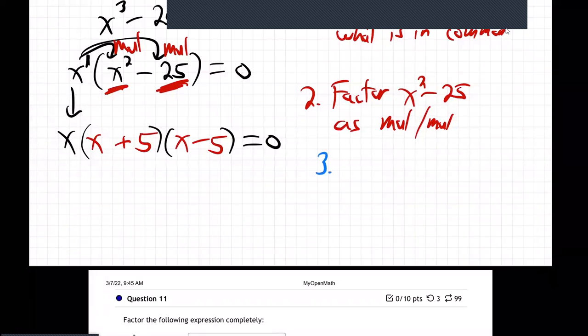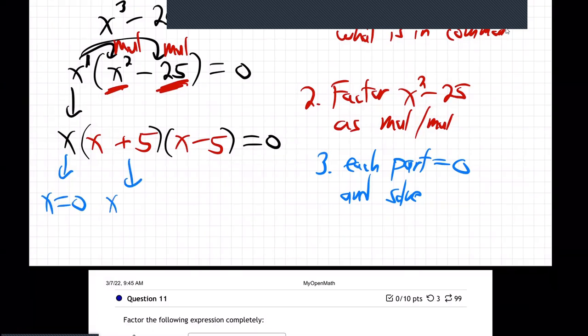Step 3. Each part equals 0, and solve. So I take the x alone equals 0. The x plus 5 equals 0. The x minus 5 equals 0. Now, you might wonder why. Well, here, let me finish it up first.